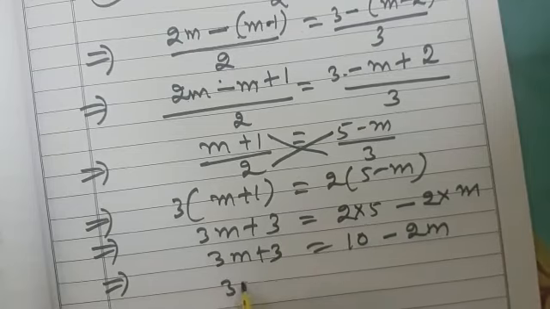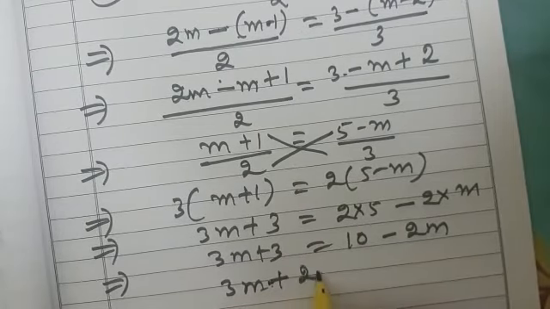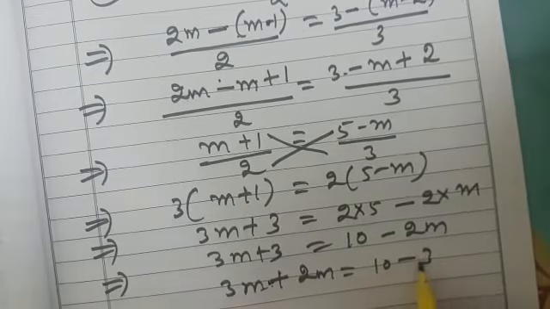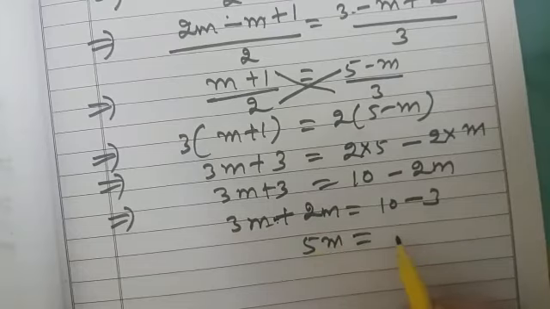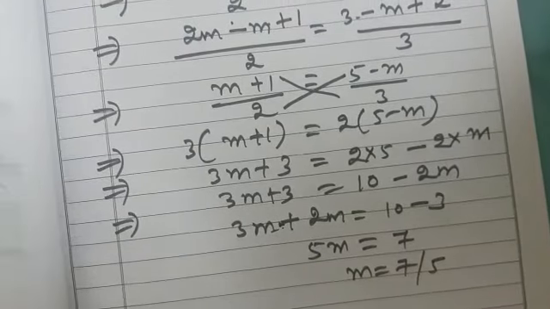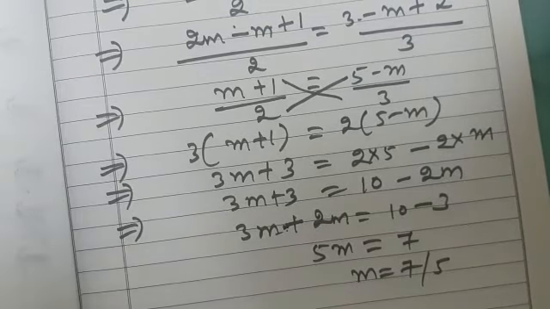Now transpose the like terms to one side. So 3m plus 2m is equal to 10 minus 3. Simplify this. 5m is equal to 7. So what is the value of m? m is 7 upon 5. I hope it is clear to you.